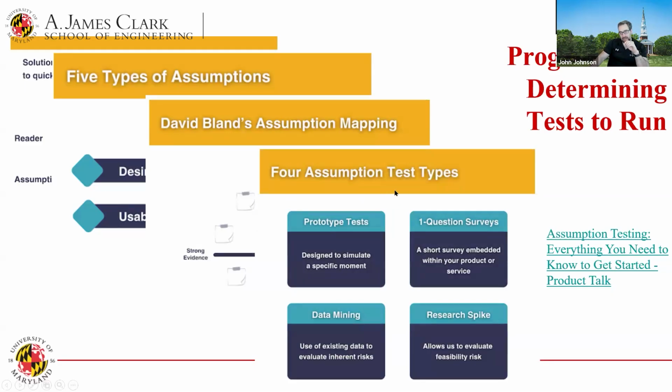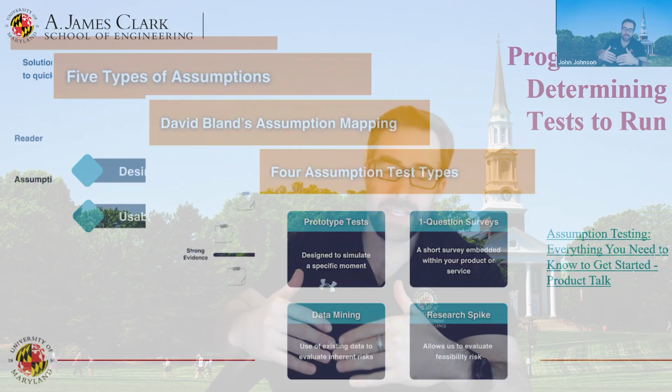And if we do that, then there's lots of different tests we can run: prototype tests, one question survey tests, data mining, research spike. If we do that, then we can actually test not just one assumption. We can test multiple assumptions, and we can test multiple solutions, because a lot of those solutions share underlyingly the same assumptions. And that's actually one of the beauties of these trees, is that if you can find shared assumptions, you can actually eliminate bad ideas in droves.